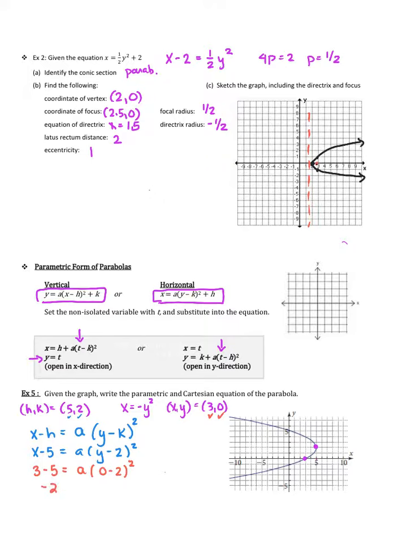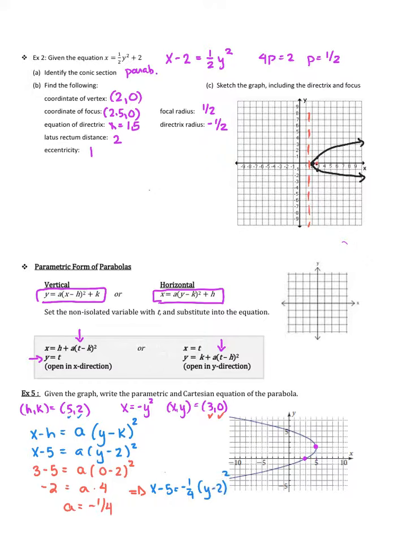So this is a negative 2, and this is 4. So we get that a is going to be negative 1/2. And then you just put it all together. So we have x minus 5 equals negative 1/4 (y minus 2) squared.